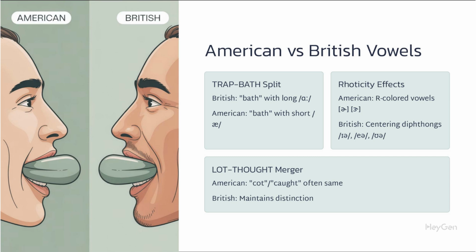Second, rhoticity creates fundamental differences. American English produces R-colored vowels throughout, while British English developed centering diphthongs to replace these sounds, so car sounds completely different in each variety. Third, many American dialects have undergone the lot-thought merger, making cot and court sound identical, while British English maintains this distinction clearly.